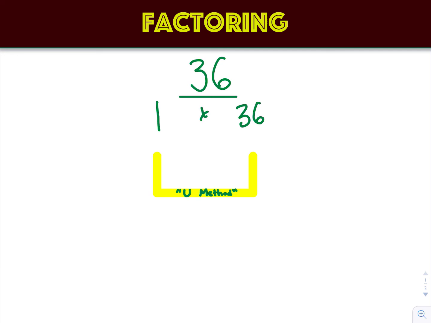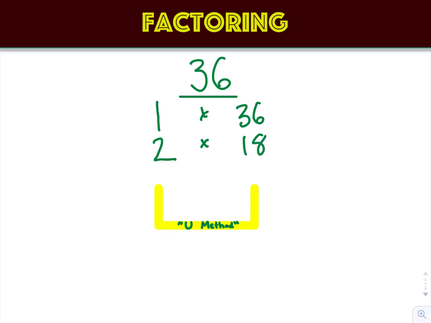So the next number I'm going to check is 2. And I know that since 36 is even, 2 must be a factor. And 2 times 18 equals 36. My pool of numbers just shrunk down a lot because now the only possible numbers are all the numbers in between 2 and 18, meaning I just shrunk down all the numbers in between 18 and 36. Those can no longer be factors.